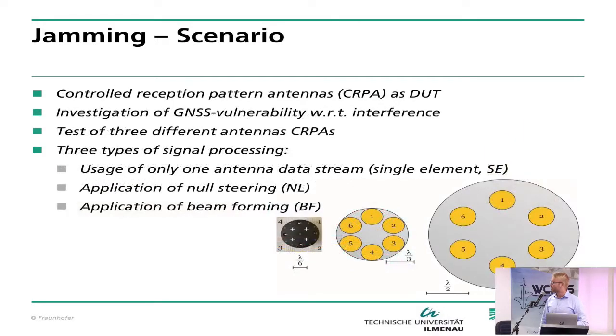Here in this jamming scenario, I wanted to compare 3 different types of antennas because we want to compare the performance of antenna or of a communication system. And these 3 antennas were an example with 4 elements and lambda over 6 distance, 6 elements, lambda over 3, and lambda over half. And additionally, I applied different signal processing schemes. In the first type, I only use one element, which represents a single element receiver, and then I applied null steering and then beamforming, just as a comparison and as an academic example.